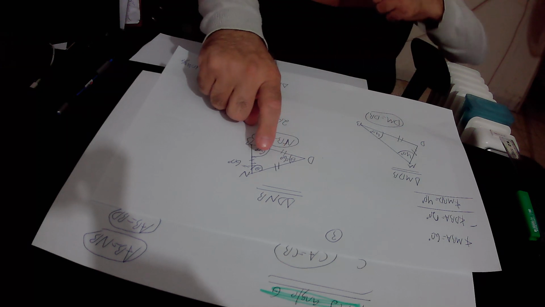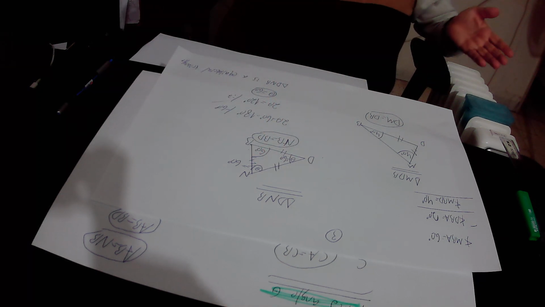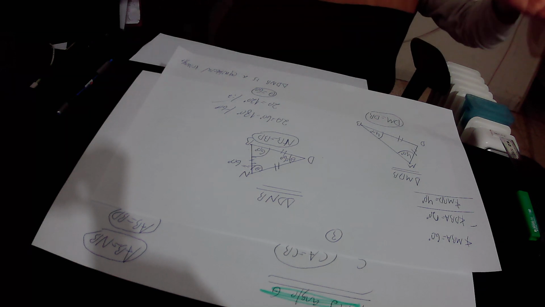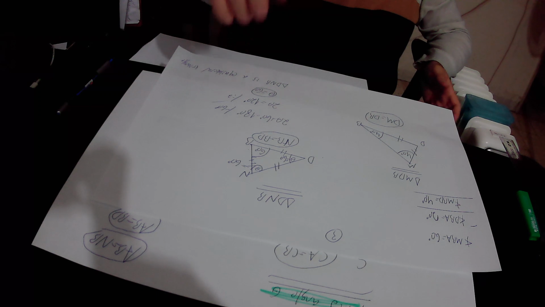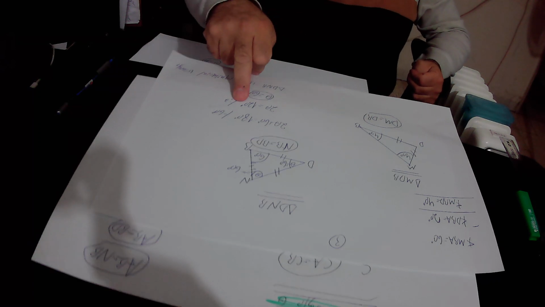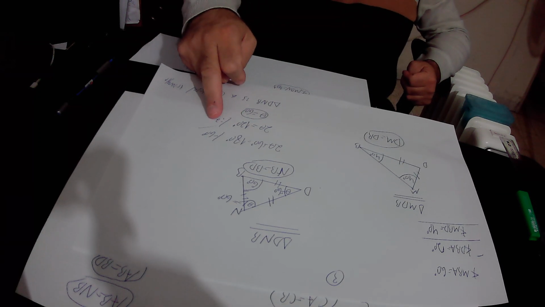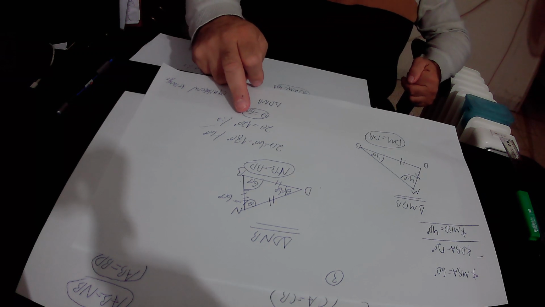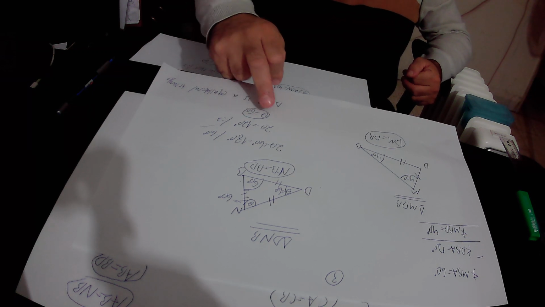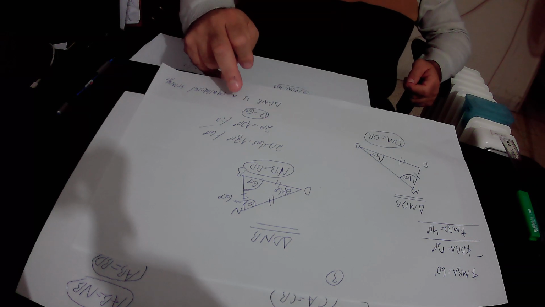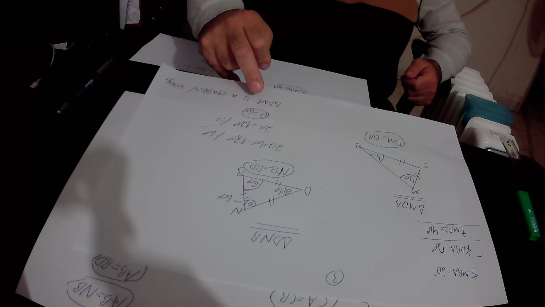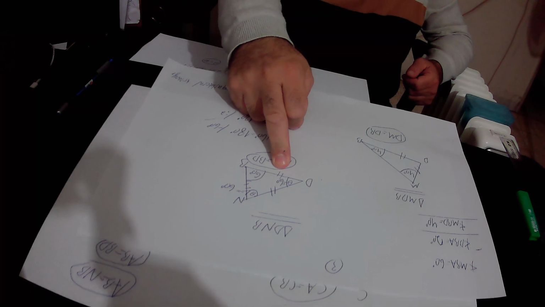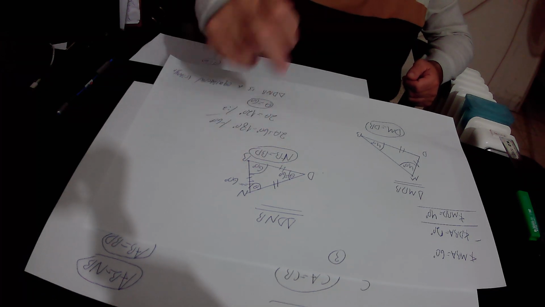So if this angle is theta, this angle must also be equal to theta, and the sum of the angles in triangle DNB must be equal to 180 degrees. Theta plus theta is 2 theta, so 2 theta plus 60 degrees must be equal to 180 degrees. We subtract 60 degrees from both sides, and 180 minus 60 is 120, so 2 theta equals 120 degrees. We divide this equation by 2, and we find that angle theta equals 120 degrees over 2, which is 60 degrees. This angle theta equals 60 degrees, and this angle theta equals 60 degrees.